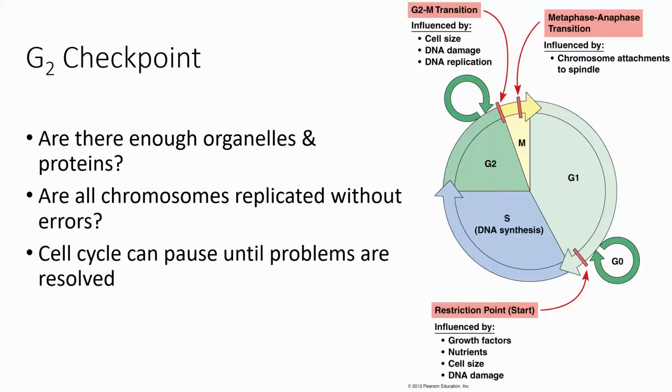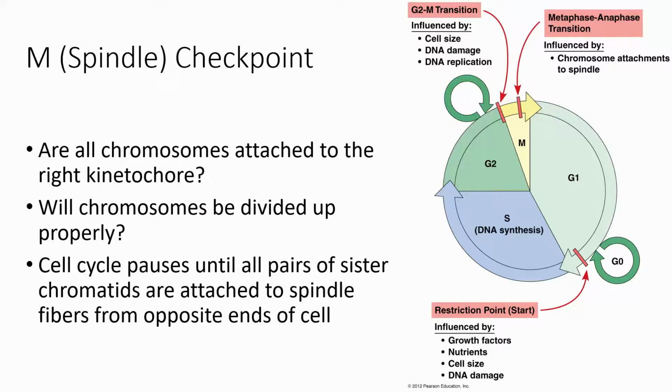G2 is going to be asking the questions, do we have enough organelles? Do we have enough proteins? If we don't, we need to pause the cell cycle and make more. Do we have correct and proper replication of each of our chromosomes? You can go back and check for error in the DNA, and once again you can pause the cell cycle to mediate any of these issues.